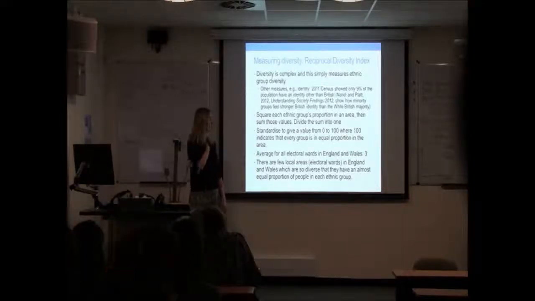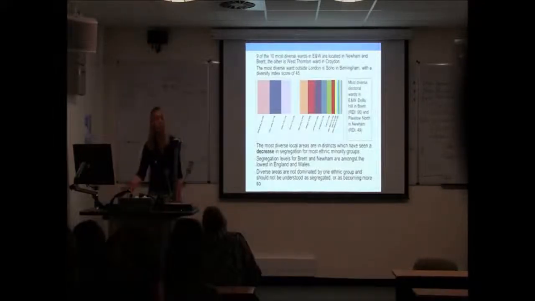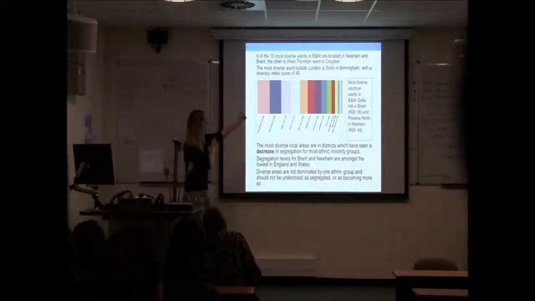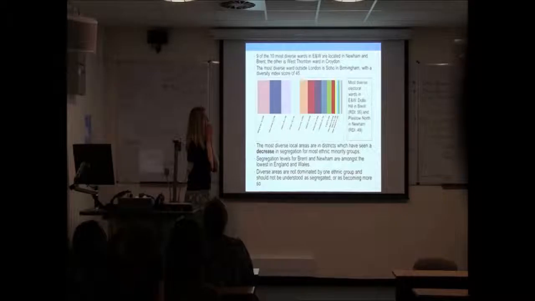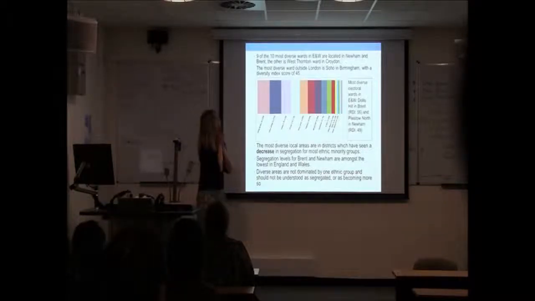that are so diverse they have an almost equal proportion in each ethnic group. Nine of the 10 most diverse wards in England and Wales are, unsurprisingly, located in London. They're in Newham and Brent, and the other one in Croydon. The most diverse ward outside London is in Birmingham.